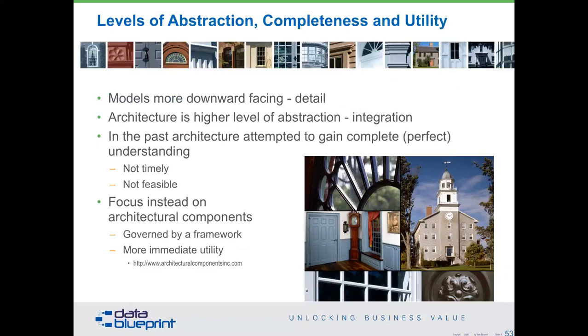So as we're looking at these things, the upward facing is the architecture. It's the higher level of abstraction. Downward facing are the models. But actually where we are is right in the middle, to be in both of them. So we weren't able to achieve a perfect understanding, but we can now focus on subsections of it and make those architectures focus in on specific things that we're trying to get.